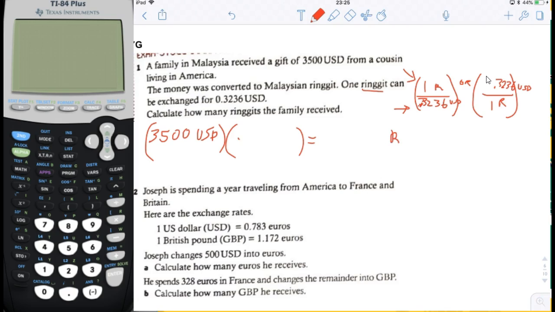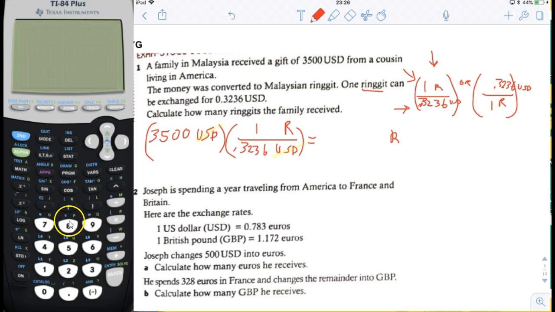So how are we going to do that? What we need to do is divide by a USD amount so that the USDs cancel out, and ringgit on top so that ringgit will be left over. So which one of the dominoes would it be? It would be this one, because US dollars is on the bottom here. So I'm going to put 0.3236 US dollars on the bottom so that the US dollar units cancel out, and I put 1 ringgit on top.